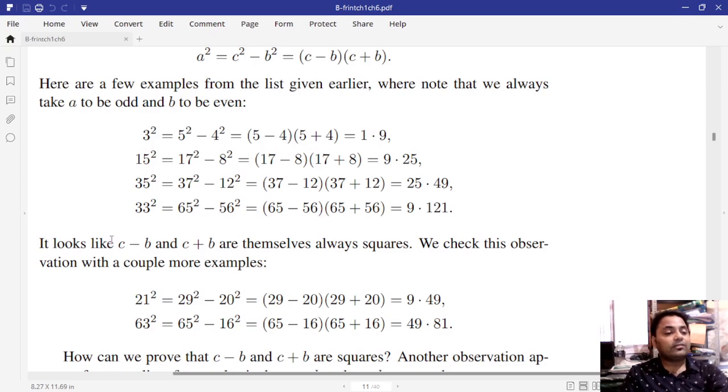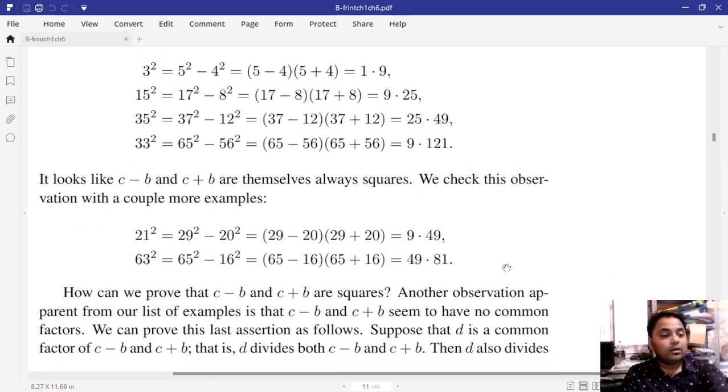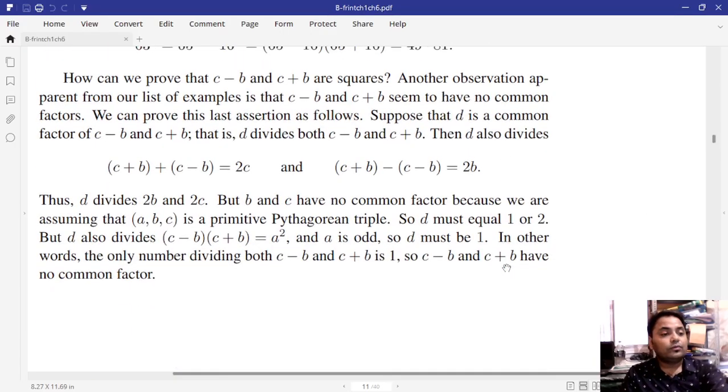It looks like c minus b and c plus b are themselves always squares. We check this observation with a couple more examples, like 21 square is equal to 29 square minus 20 square, which is equal to 29 minus 20 into 29 plus 20, equal to 9 into 49. Same for 63 square, 65 square minus 16 square is equal to 65 minus 16 into 65 plus 16, equal to 49 into 81. Now we can prove that c minus b and c plus b are squares.